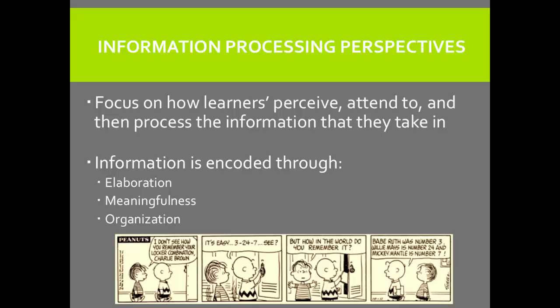One overall message of information processing is that there are certain things that need to occur for us to actually take in or learn information, and these are elaboration, meaningfulness, and organization. So I love the example in this peanut strip of meaningfulness. If you haven't had a chance to look, you can take a moment and read through the comic strip.